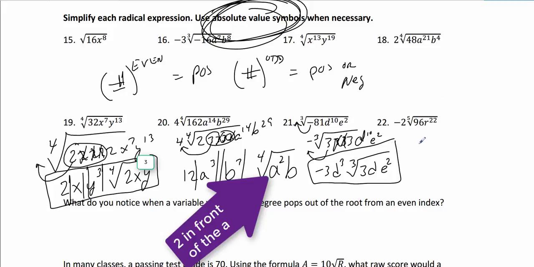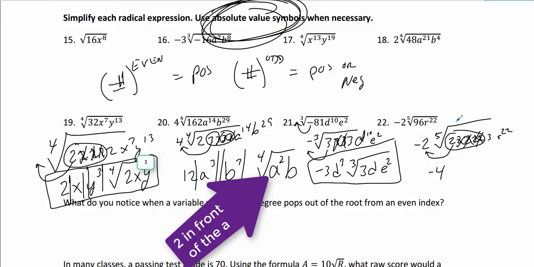Number 22. We got negative 2 times the 5th root of 96 broken down. What is that? That's 2, 2, 2, 2, and 2 times 3. I believe that's right. R to the 22. So I need 5 2's. So there's your 5. Pop, cross, cross, cross, all that stuff. That becomes a negative 4, right?